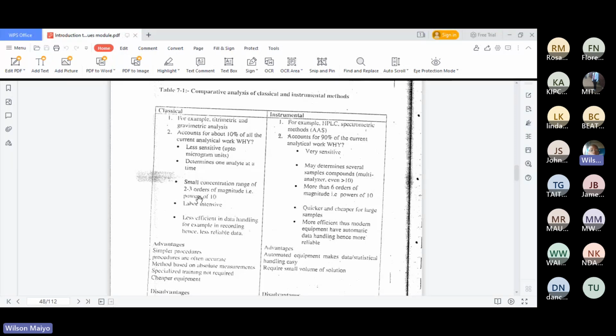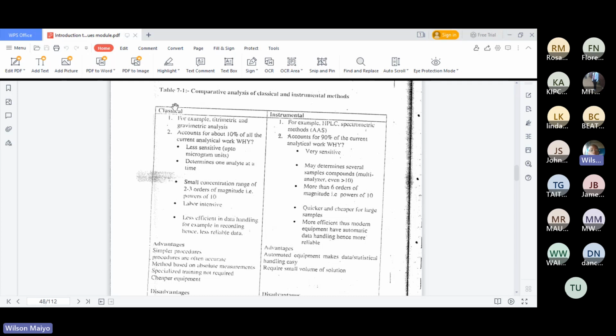Now, you find that in classical methods, there is a lot of measurement, there are a lot of beakers and containers to be used. For that reason, they are labor intensive. Here and there, preparing reagents and so on. But instrumental methods are quicker and cheaper. In most of the instruments, you spike a very small amount of the sample, you inject it into the sample inlet, and from there, the next thing you just get results. So it is faster and also cheaper for a large number of samples. But classical is a bit labor intensive.